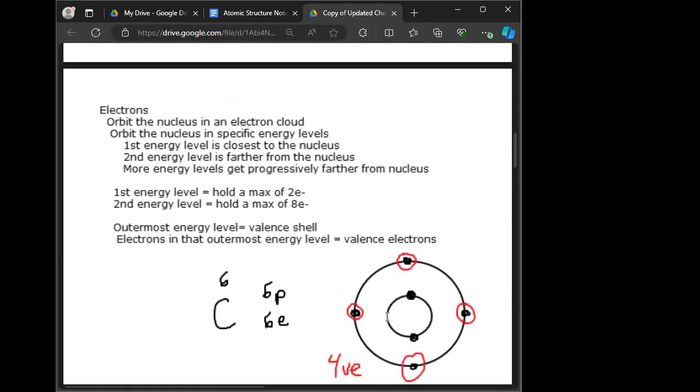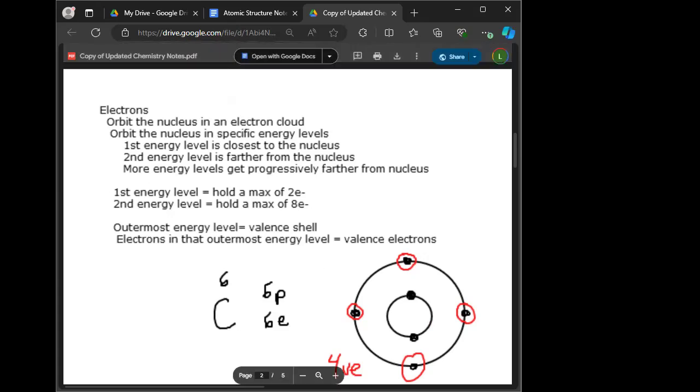We just finished talking about neutrons. So now let's go ahead and take a look at electrons. Okay, so for electrons, we need to know that electrons are going to orbit the nucleus in an electron cloud, but more specifically, they orbit the nucleus in energy levels.